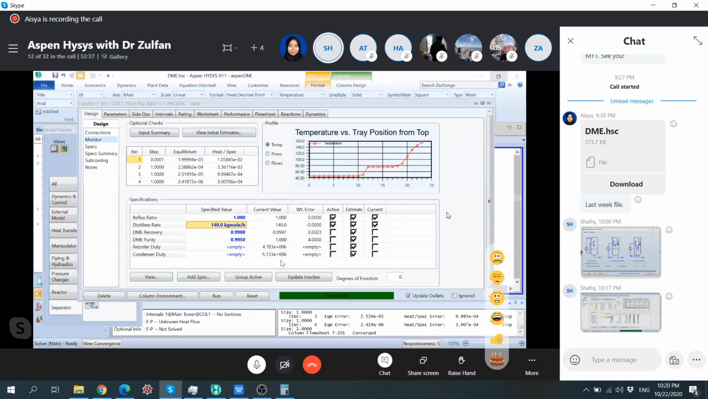Anyhow, you can see temperature versus tray position from the top. Yeah, temperature versus the tray position. In that graph, we have the 22 stages, plus the reboiler and condenser. That makes it, by default, Aspen puts this as the stage. So it's going to be like 24 roughly, right? 23, sorry, 23. So the reboiler is one stage. And the y-axis is the temperature.